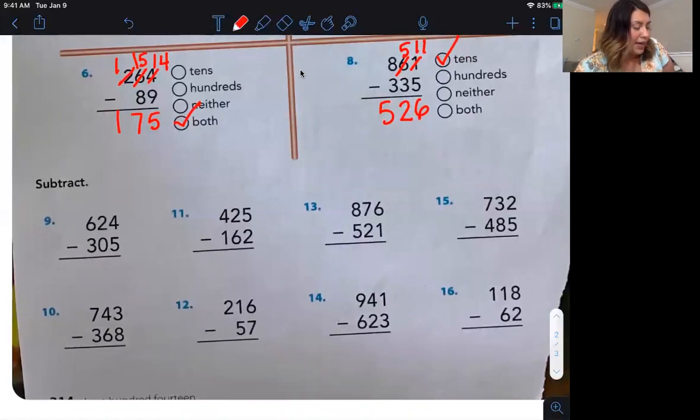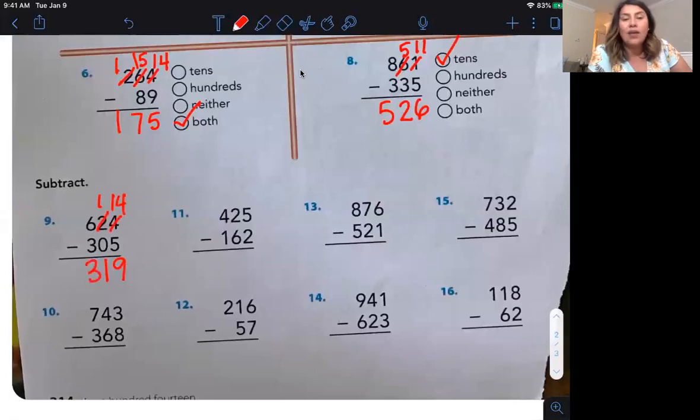Okay, let's go ahead and continue down at the bottom here. Number 9. And friends, guess what? This is the last section and we're done with our paper because you guys are so awesome. Okay, 4 take away 5, can't do it. Let's borrow. 2 becomes 1. 4 becomes 14. 14 take away 5. I'm going to hold up 5 and count backwards. 13, 12, 11, 10, 9. 1, and I take away 0. You're just going to drop it down. And 6 take away 3 is 3.